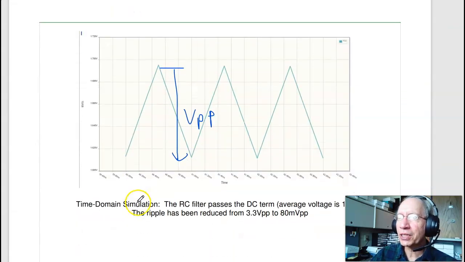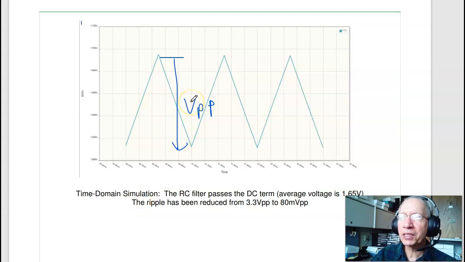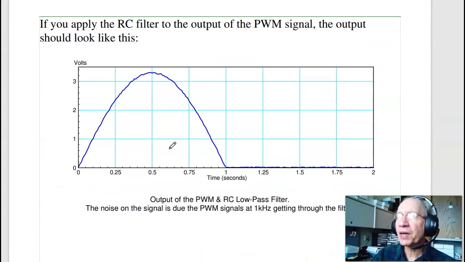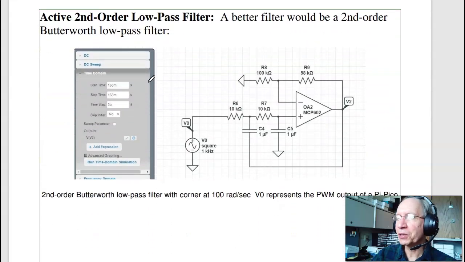One way to do that is use CircuitLab. Throw this in CircuitLab, apply a 1 kilohertz, 50% duty cycle square wave. This is the output. That's actually 80 millivolts peak to peak. I calculated 50 millivolts peak to peak, assuming a sine wave. Input is not a sine wave, but it's about the right ballpark. So that's how much ripple I get with an RC filter. If I apply that, here's what the output looks like. Again, it looks like a fairly clean half-rectified sine wave with noise on it. The noise is my 1 kilohertz terms getting through the low-pass filter. That's one option. RC filters are easy, but they're not very good.